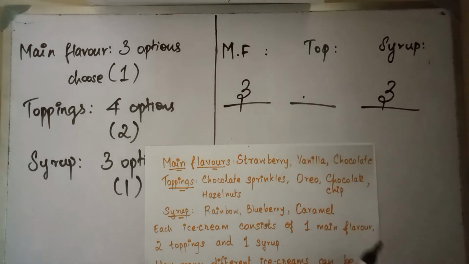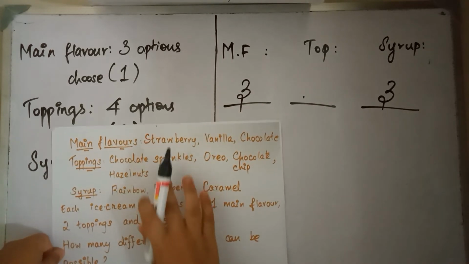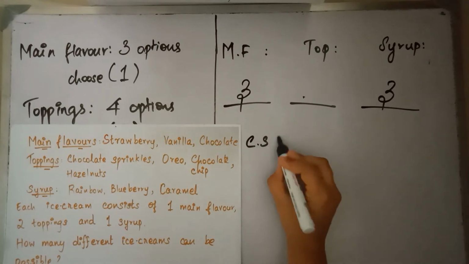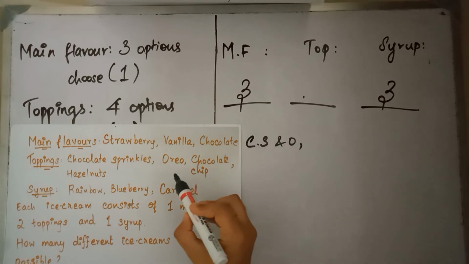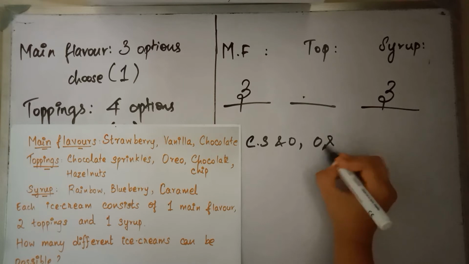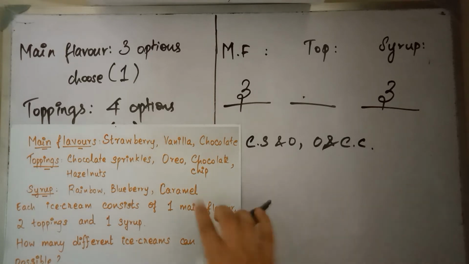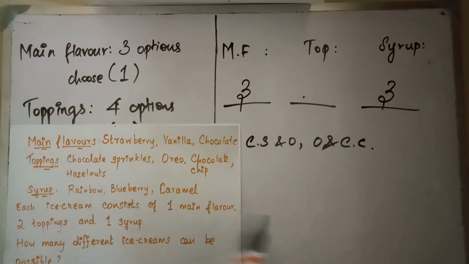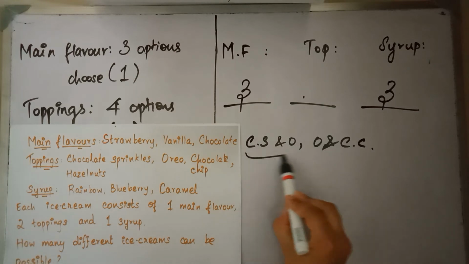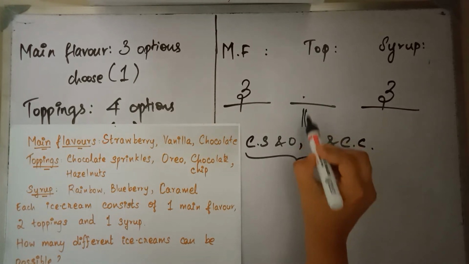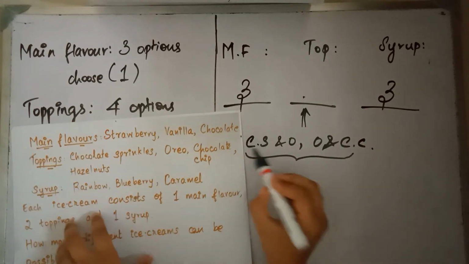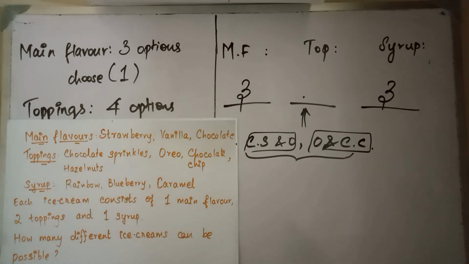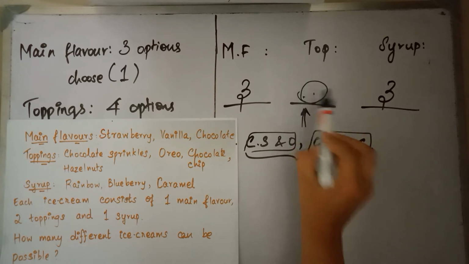Now what about toppings? In toppings, we can choose chocolate sprinkles and Oreo. Chocolate sprinkles is CS and Oreo. Or we can choose Oreo and chocolate chip. CC is chocolate chip. Or chocolate chip and hazelnut. Or chocolate sprinkles and hazelnut. Like that, we have so many different combinations. So we have to find out how many different combinations are actually allowed, how many different options we have. Because this is one option and this is another option. Likewise, chocolate sprinkles and hazelnut, that's another option. So we have to find out how many options there are in this itself.